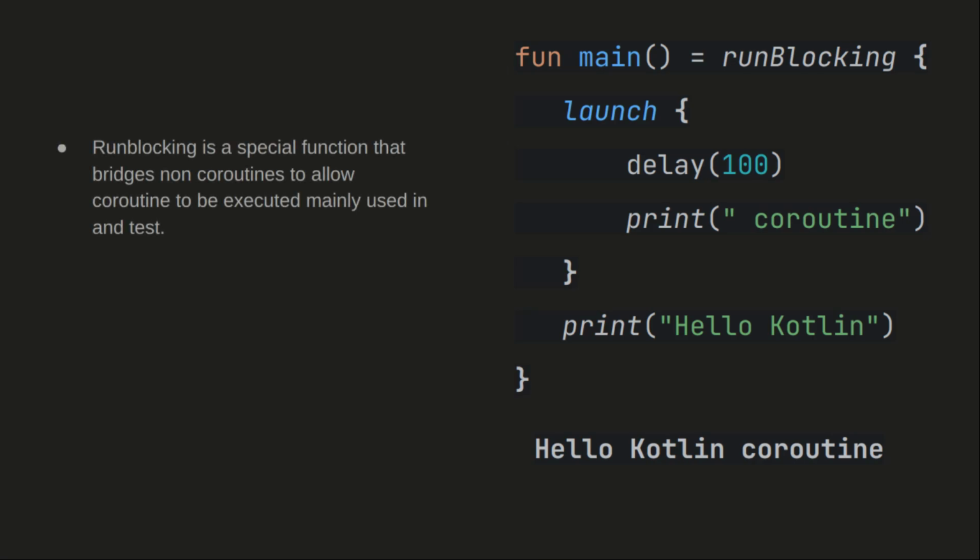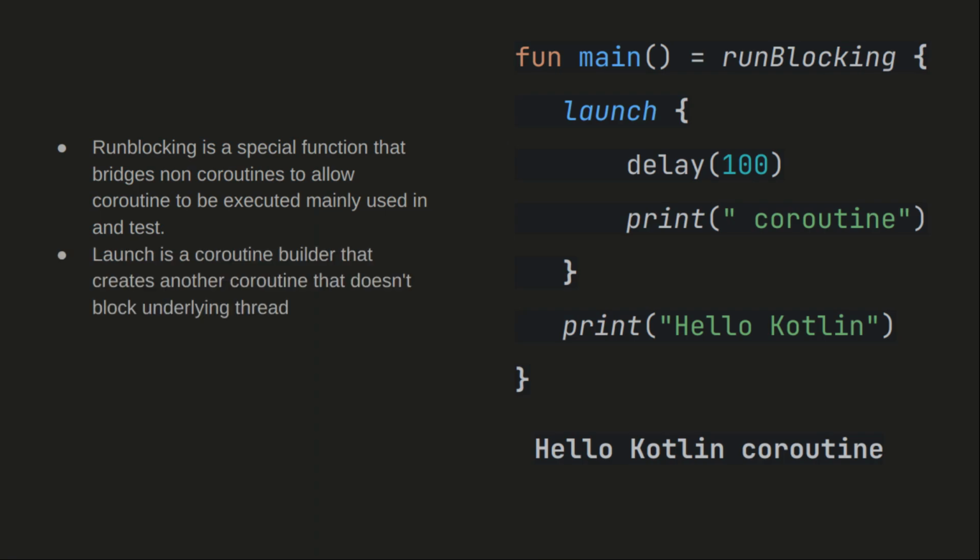Basically, here runBlocking is a special function that is going to bridge the world of coroutines and non-coroutines in order to execute a Kotlin Coroutine inside a main function. So mainly this is going to be used in main functions or test cases.